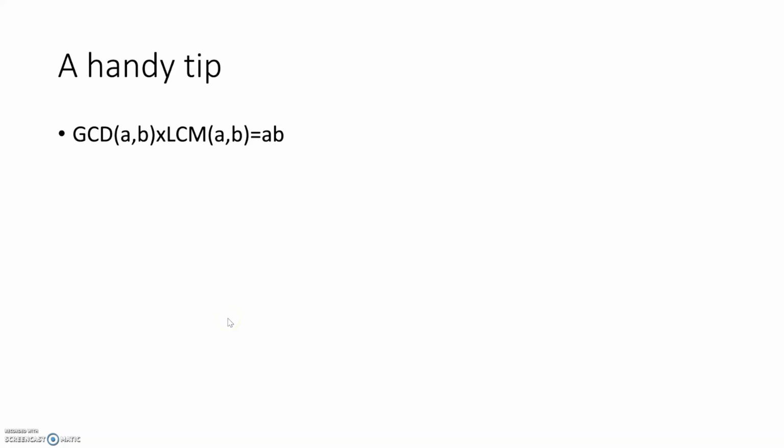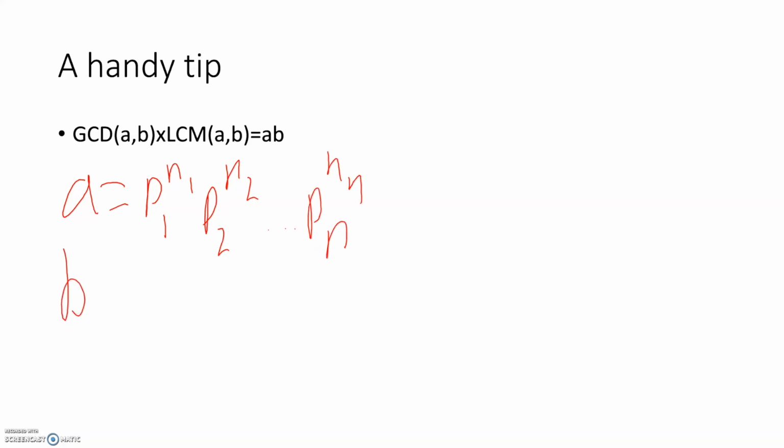A handy tip. The GCD of A and B times the LCM of A and B is equal to AB. So let's call A equal to p sub 1 to the n sub 1 times p sub 2 to the n sub 2 up to p sub n to the n sub n, and B equal to p sub 1 to the m sub 1 times p sub 2 to the m sub 2 up to p sub n to the m sub n.